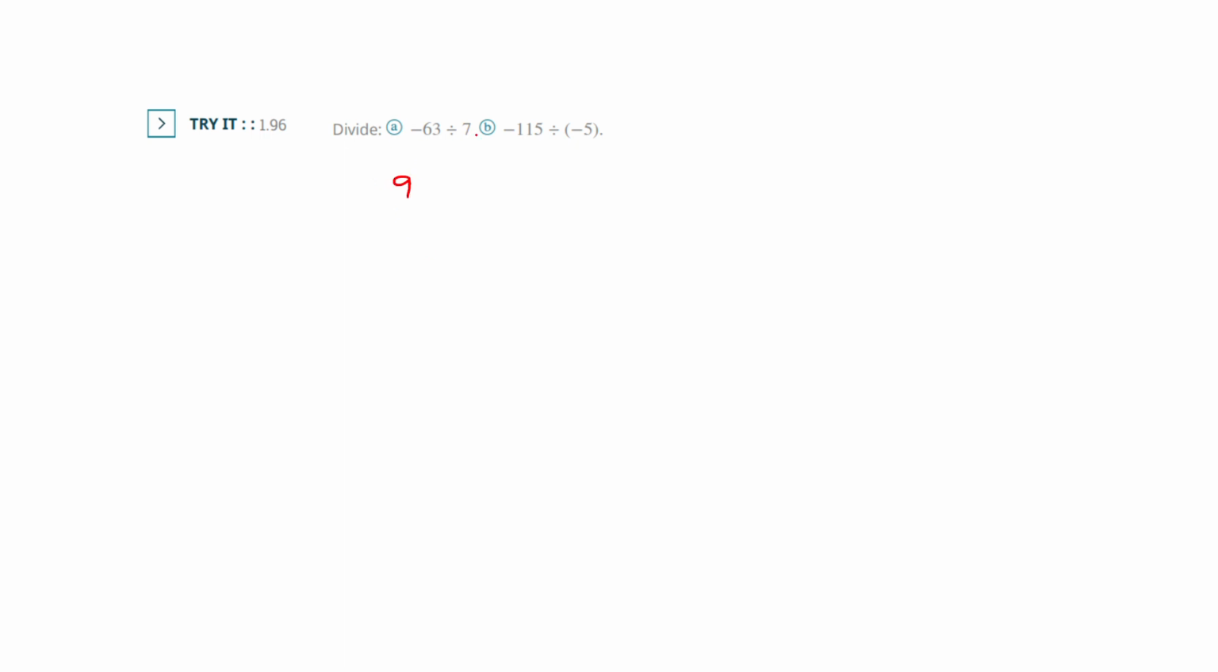Okay, just divide these guys. They have opposite signs, so it's a negative and a positive make a negative. Divide. How many do you get if you divide that by 5? You get 23. You've got a negative and a negative become a positive.